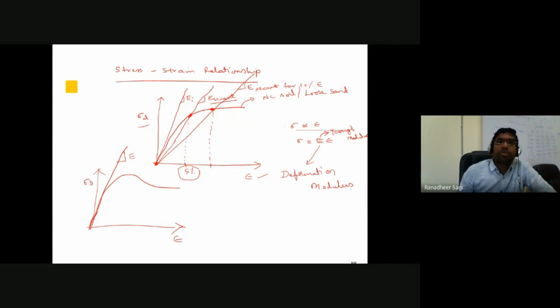Whereas in the case of normally consolidated clay or loose sand, the deformation modulus of the soil is relatively less. Obviously, because in the case of dense soil or over consolidated soil, the strength of the soil is relatively high, because it's stiff or dense in nature, because of which the strength we'll be getting is high when compared with that of normally consolidated soil or loose sand deposit. Okay, so let's try to solve one problem.